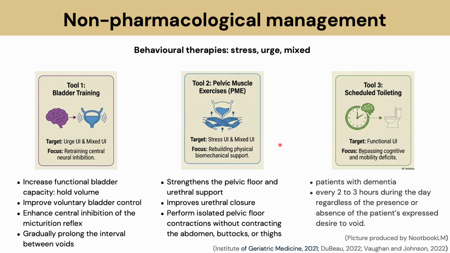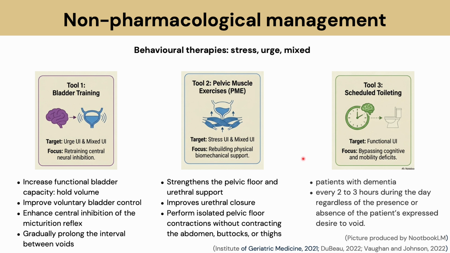The last one is scheduled toileting. This is especially useful for patients with cognitive impairment or dementia who may be unable to participate in bladder training. Caregivers assist the patient to the toilet at regular intervals, typically every 2 to 3 hours during the day, regardless of whether the patient reports the urge to void.